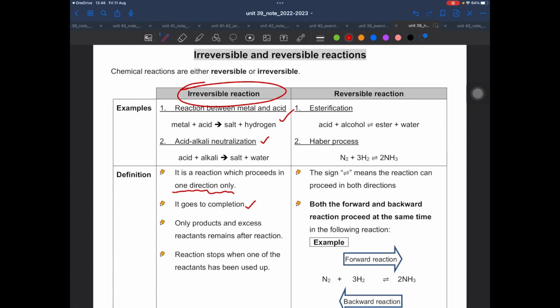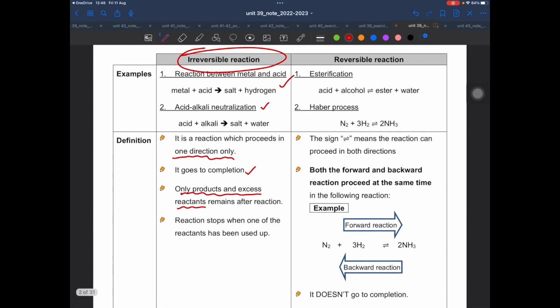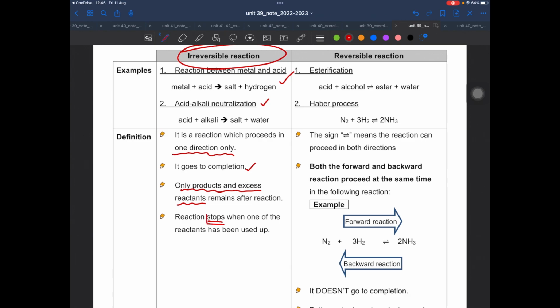So what about in case of excess reactant? That means only product and excess reactant remain, and the reaction will stop. Now here is the key word: the reaction will stop when one or both reactants are used up. So this is what we have learned so far.